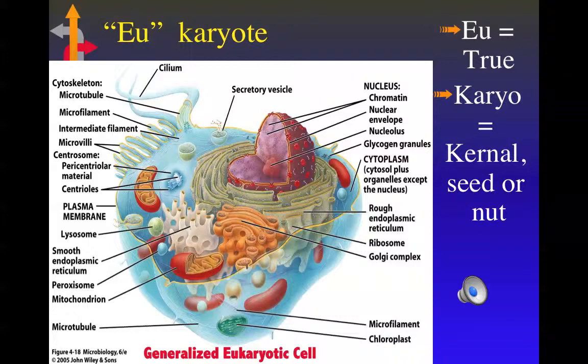If you take a look at this generalized eukaryotic cell, you can also see inside of the cell, there's lots of other things going on. All kinds of other bits and pieces that we associate with eukaryotic cells, in addition to the primary structure that's really noticeable, and that's the nucleus.